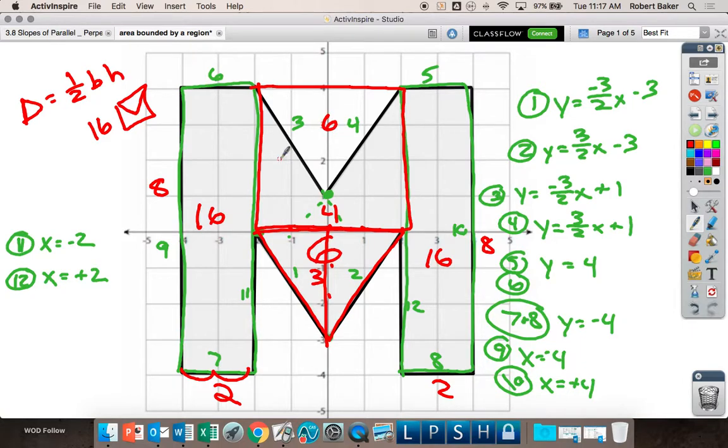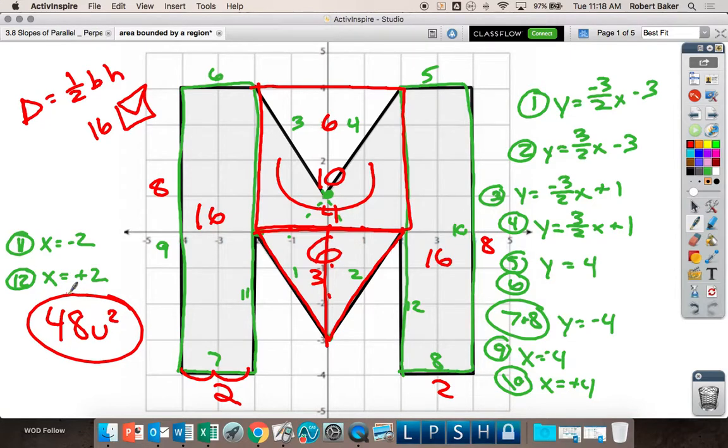So the area of all of this is 10. And then you just have to add all that stuff together to get the area of all the shaded regions. So 16, 16, 6, and 10. Or 16 times 3, 48. 8 squared. Yeah. 48 square units.